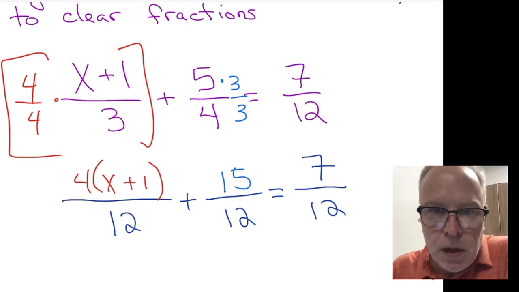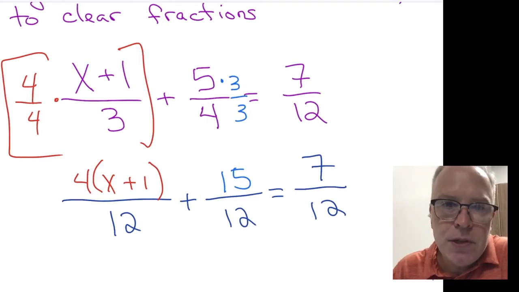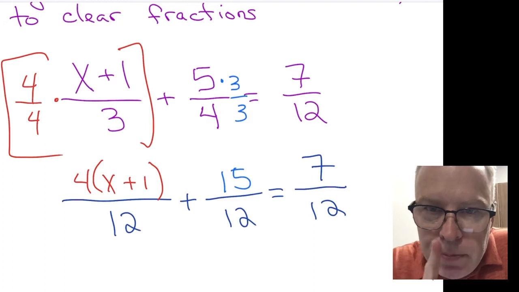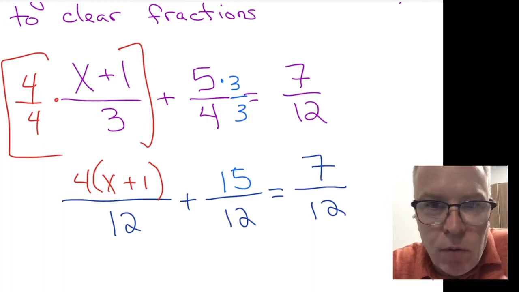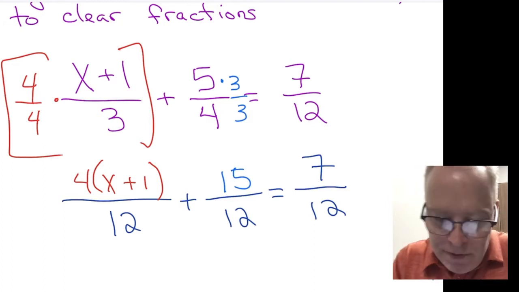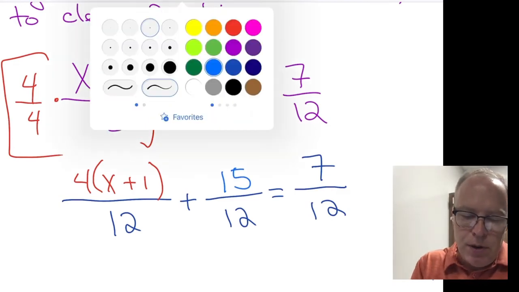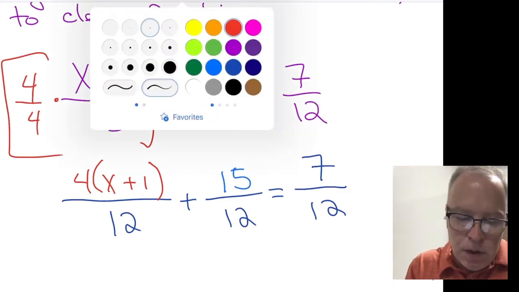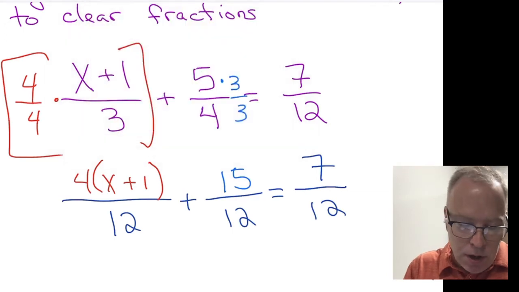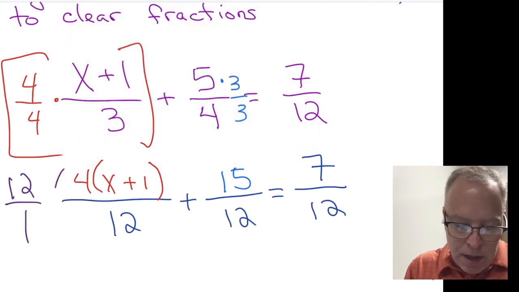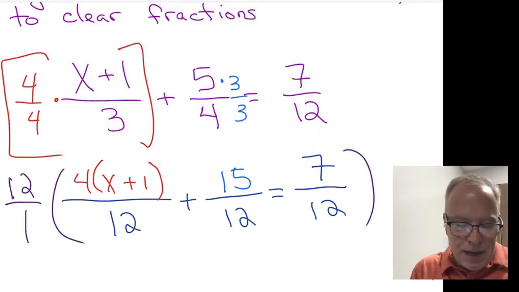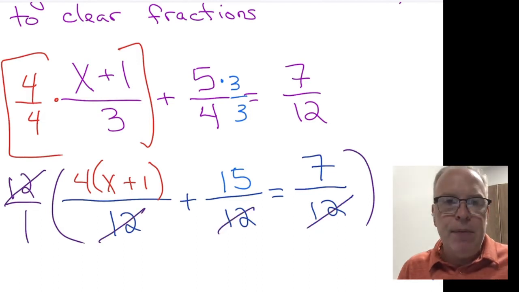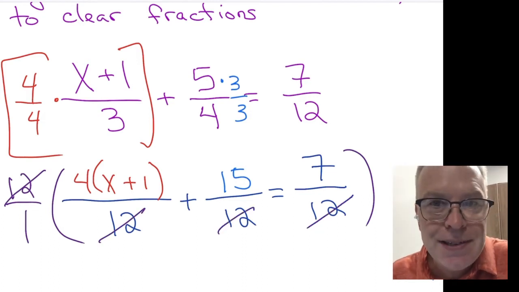You ready? We can now multiply both sides by 12. In fact, we can just nuke all the fractions. We don't have to show this work, by the way. We could multiply everything by 12, and what's going to happen is all the denominators will cancel because they're all the same.